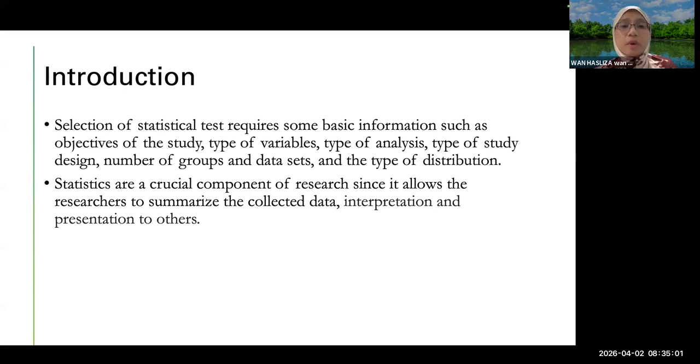Number of groups or data sets. Number of groups means how many levels or how many groups I have. For example, when you talk about gender, you only have two categories, male and female. But when you talk about race, Malay, Chinese, Indian, and so on, it's more than two categories. So this will give you the idea that I have to use a different type of statistical test.